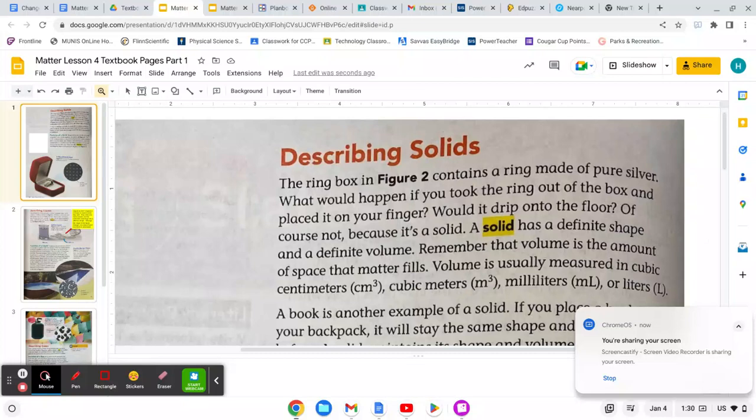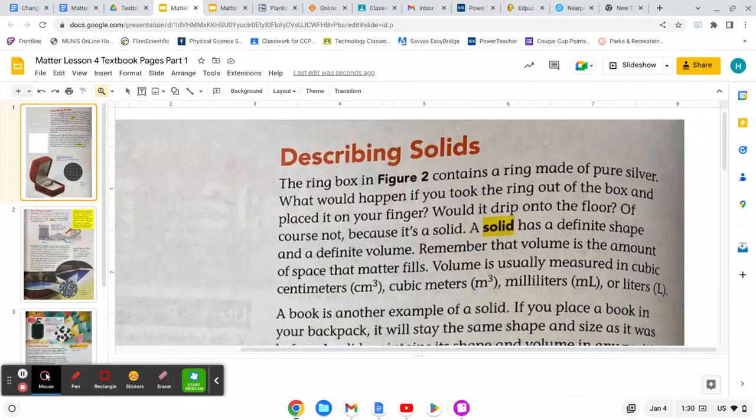So this video is going to be on the Matter Lesson 4 textbook pages part 1. It's going to be a quick review of solids and liquids. So on this page, really quickly, a solid has a definite shape and a definite volume. Remember that volume is the amount of space that matter fills.